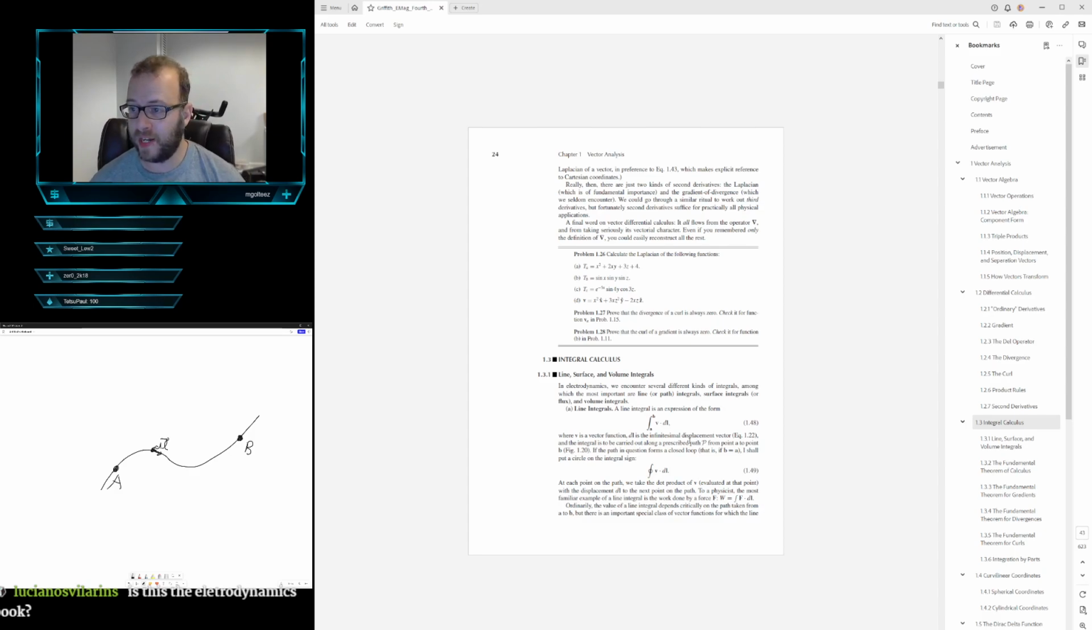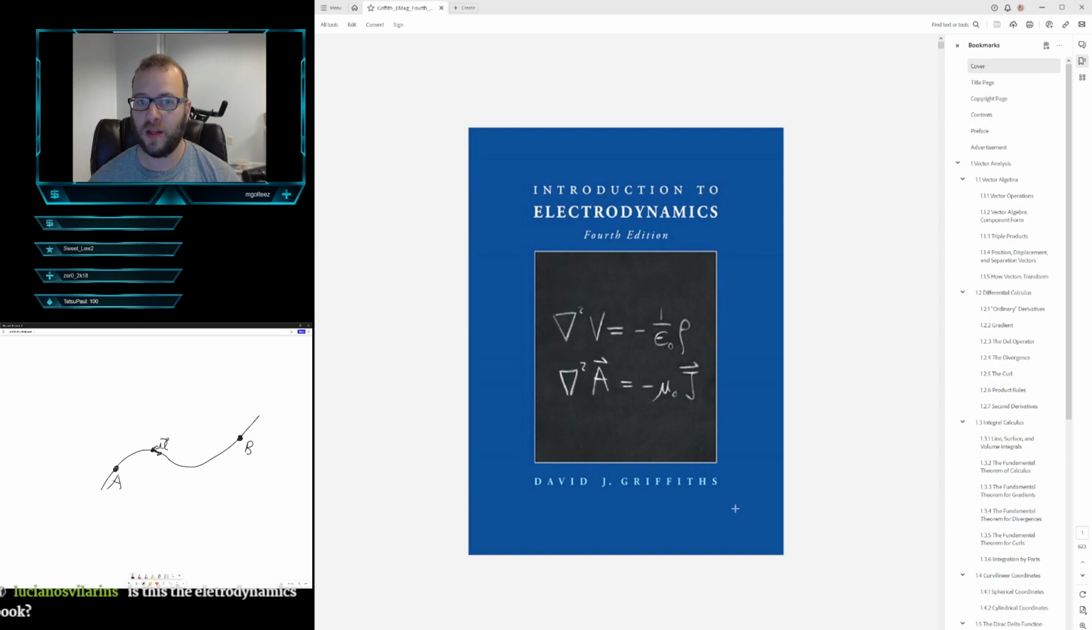This is the electrodynamics book. This is Griffiths' Introduction to Electrodynamics. And we are in chapter 1.3, looking at integral calculus. If you want, you can go Google the name of the book, and there are lots of resources that go through where you can get it.